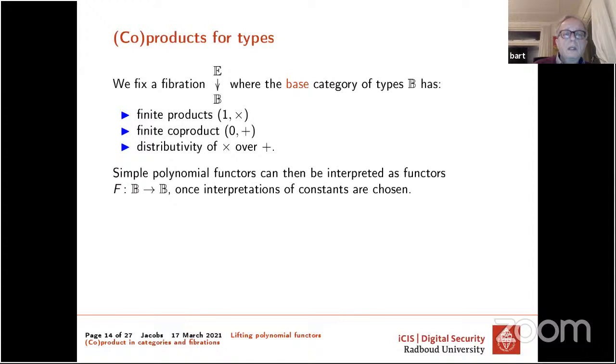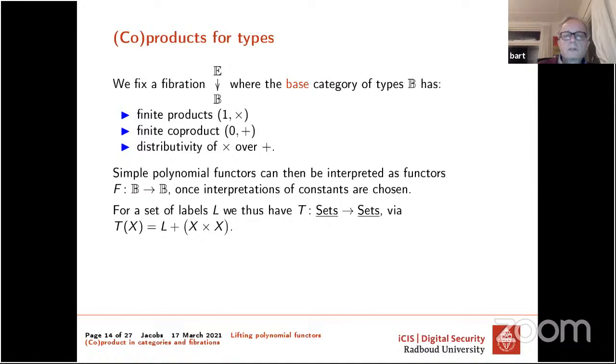If I have this structure on my base category B, I can interpret simple polynomial functors as functors from B to B, simply by induction on the structure of the functor. What I do have to do is choose constants as objects in my base category, but once I've done that, the identity becomes the identity, etc. So in this way, the example I've been using, T of X = L + X cross X, is formally an interpretation of a polynomial expression into this functor category.